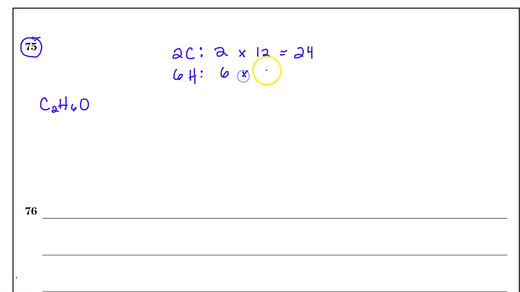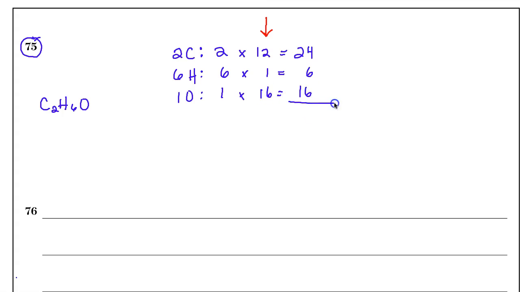6 times 1 is 6. Well, where do I get this 1 from? From the periodic table. The atomic mass of hydrogen is 1, 6 times 1. And then we have 1 oxygen. So 1 times the atomic mass of oxygen in the periodic table, its atomic mass is 16.